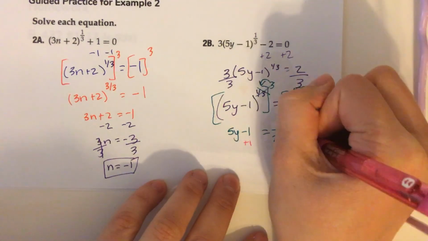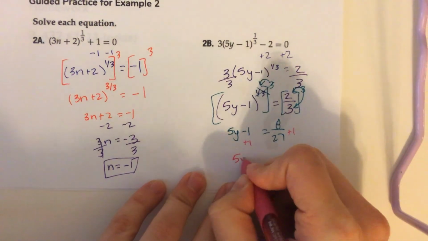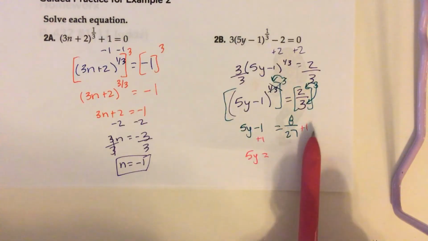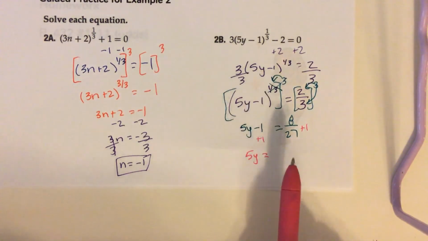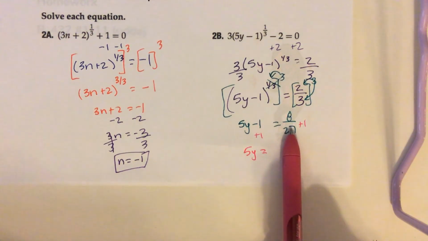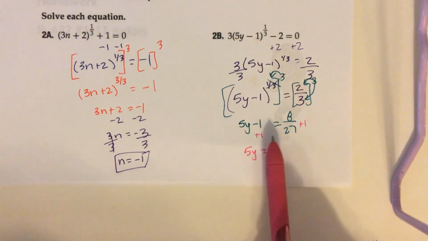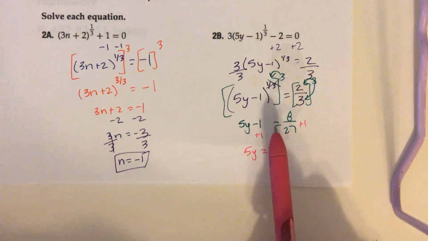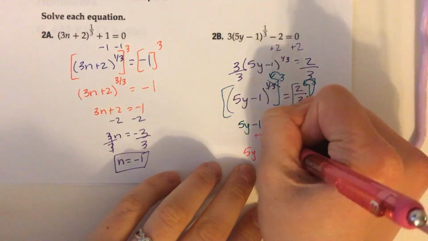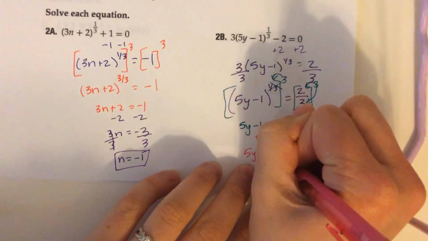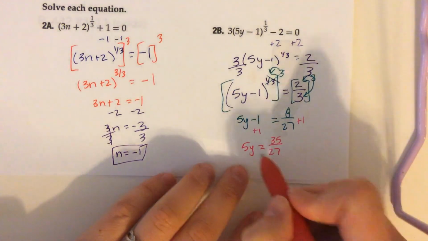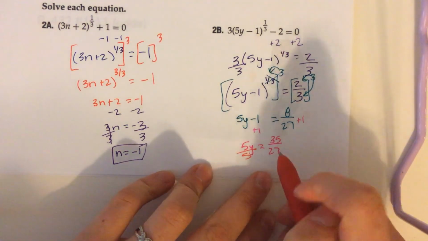So I'm going to add 1 to both sides. So I get 5y equals, well, now I got to think about adding fractions. I could use my calculator, or I can say if I'm just adding 1 to this fraction, it's really just 27 over 27. And 8 plus 27 is 35. So this becomes 35 over 27. My last little step here is I want to divide by 5.